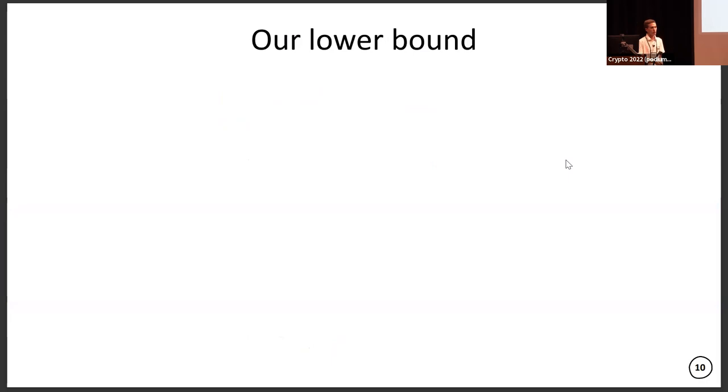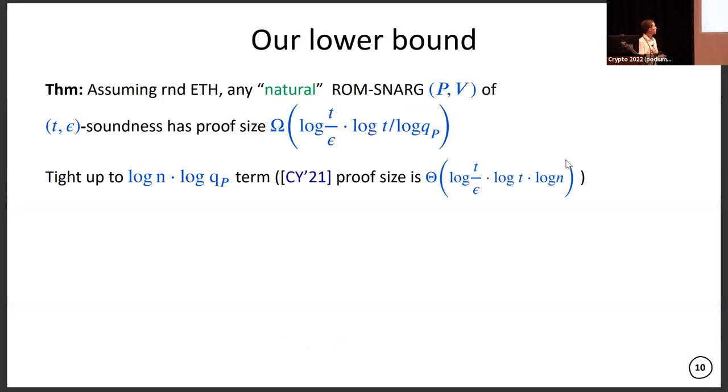And I'm going to discuss right now our lower bound. So this is out here. It states that assuming the randomized exponential time hypothesis, which states that SAT cannot be solved by a randomized algorithm in less than exponential time, 2 to the power of delta n for some delta, we are having the following.